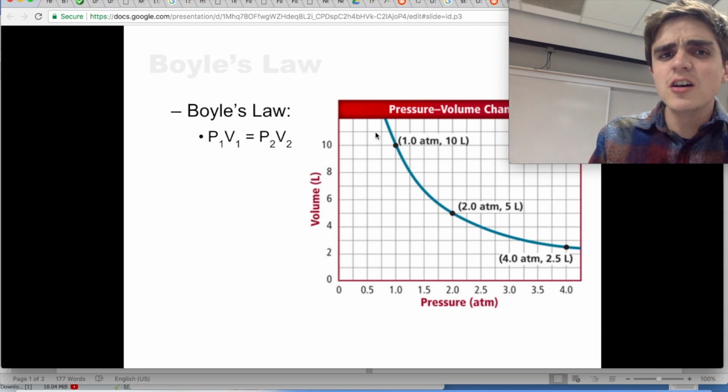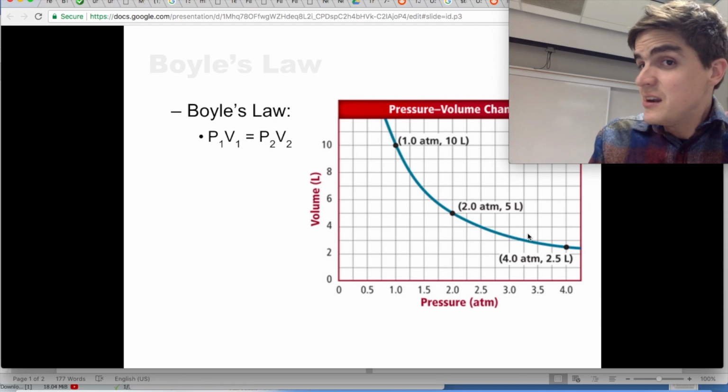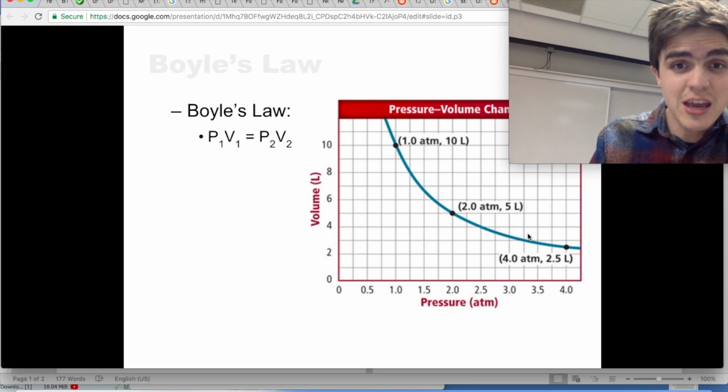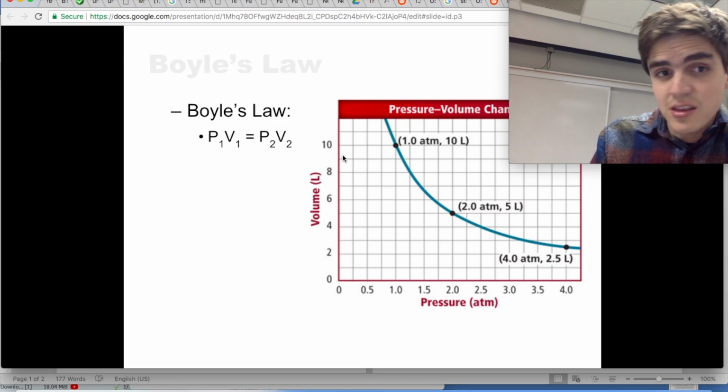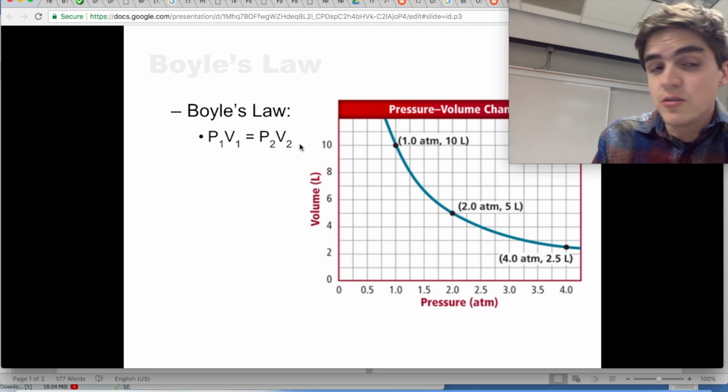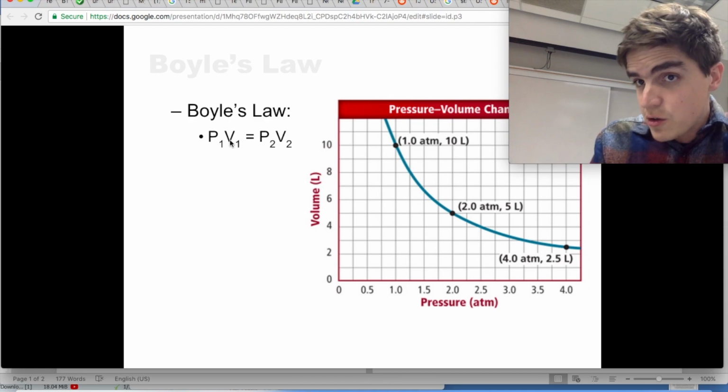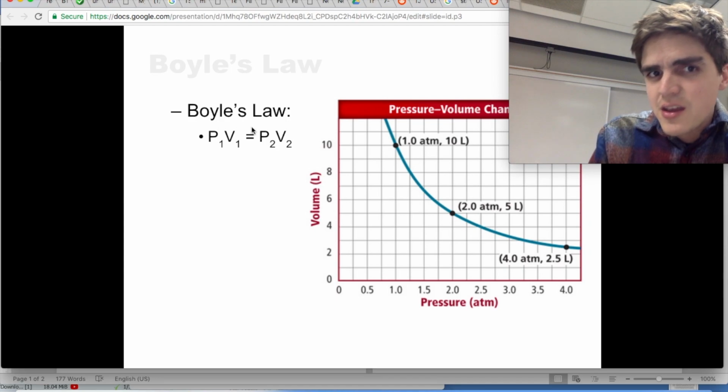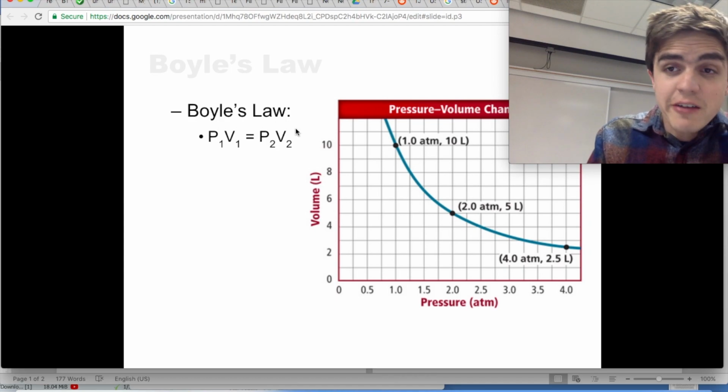If I graph Boyle's law, you'll see it is not a straight line. It is some kind of an exponential decay. The nice thing is there's no logs or anything. It's just P1, V1, P2, V2. Okay, pressure and volume before equal pressure and volume after.